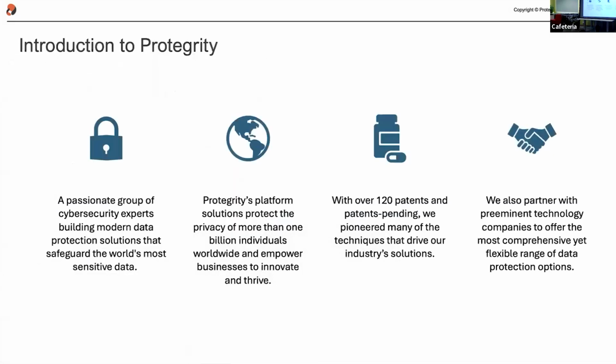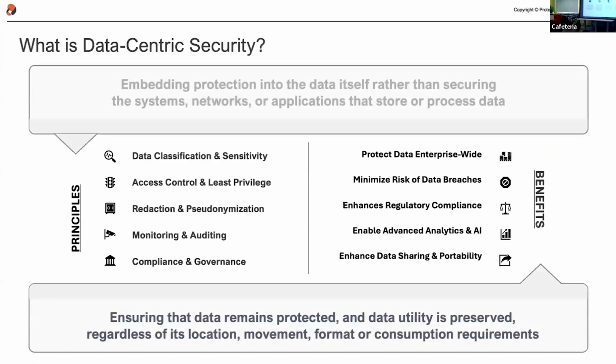So I'll quickly introduce Protegrity. We are a passionate group of cybersecurity experts, and we deal with a lot of data, especially to secure it. We can claim that we have protected the data of more than billions of individuals worldwide. We have around 120 patents and patents pending, and we also work with our partners on data security projects. Cloudera is one of the partners we have.